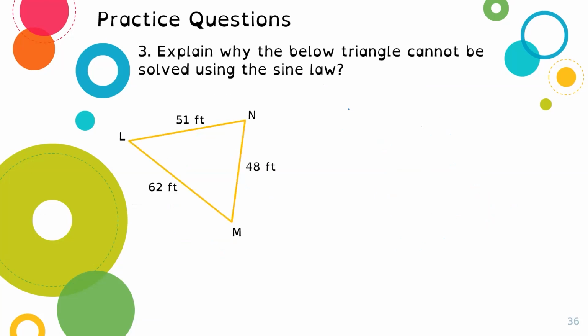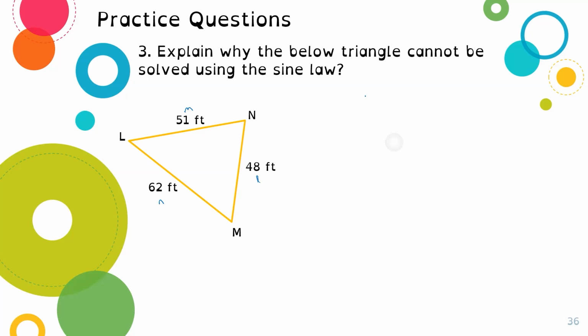Number 3, explain why the below triangle cannot be used for solving with the sine law. So I have a triangle NML, or LMN, whatever. And I know all the sides. I know side M is 51. I know side L is 48. And I know side N is 62. But I don't know any angles.